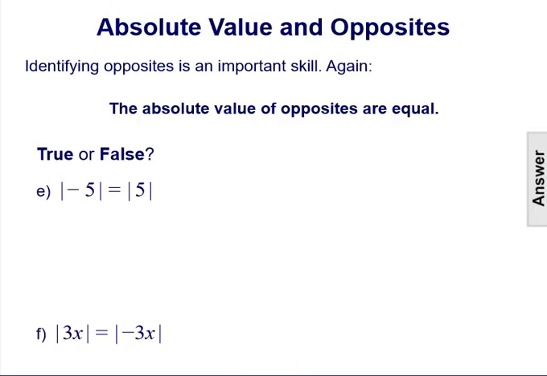Let's look at more examples here where now we're looking at the absolute value in the picture. We're looking at absolute value in the statement. So we have E, true or false. The absolute value of opposites are equal. So if negative 5 and 5 are opposites, then the absolute value is equal of those opposites. Because think about it, the absolute value of negative 5 is 5, and the absolute value of 5 is 5, because 5 and negative 5 are opposites. So E would be true.